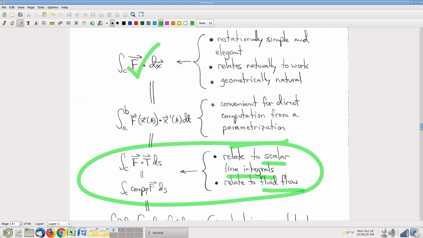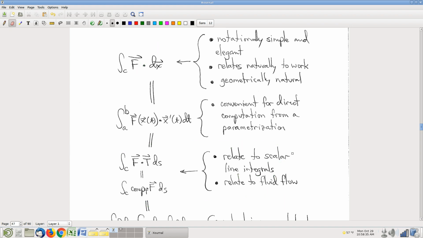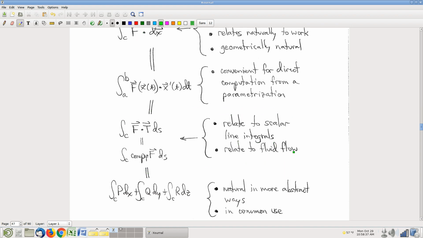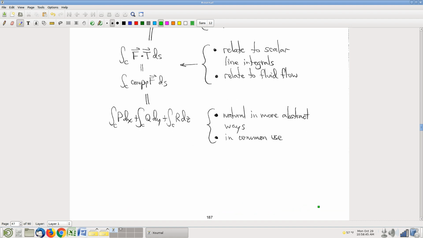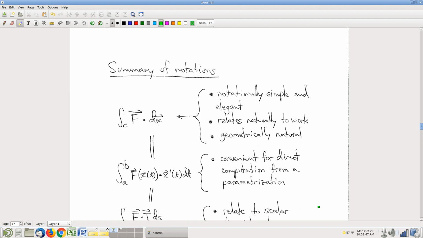I want mathematical objects that are fundamentally different to look fundamentally different. Let's not conceal the differences. Let's make it apparent what the differences are. Right? But anyway, there's that. And then we have this last notation that we were just talking about, and again, it's in common use. So heads up, be prepared for it. Okay. All right. So this is just kind of a quick summary page.